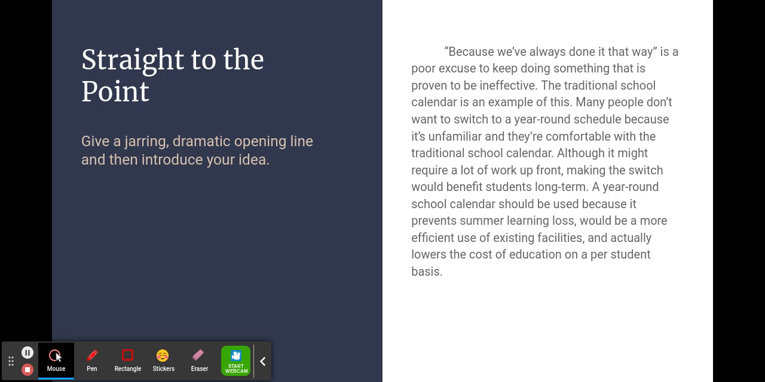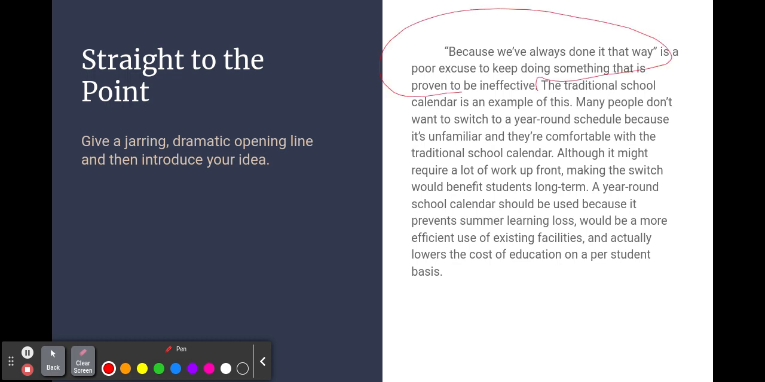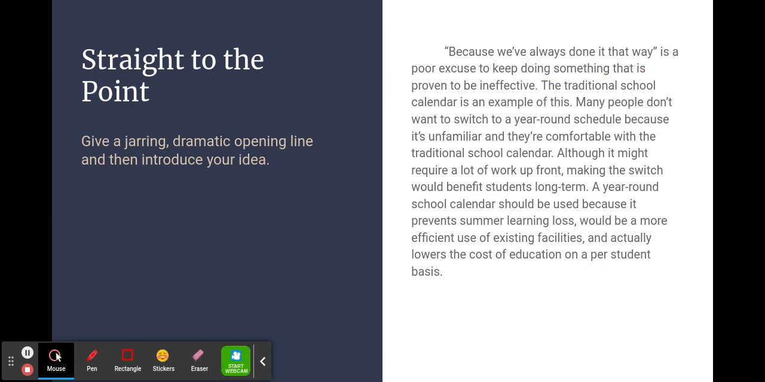Option three, we're going to call straight to the point. You're going to give a jarring, dramatic opening line and then introduce your idea. So we might say something like this. Because we've always done it that way is a poor excuse to keep doing something that is proven to be ineffective. And the reason that's kind of jarring is because right off the bat, we're calling the traditional calendar ineffective. We're jumping right to that. And we have the words poor excuse, right? So it's almost not insulting, right?